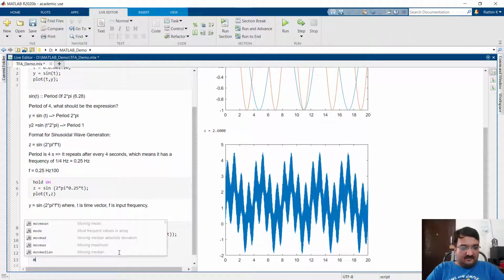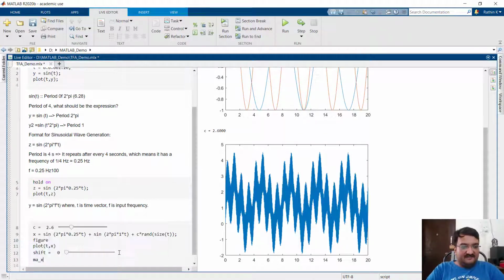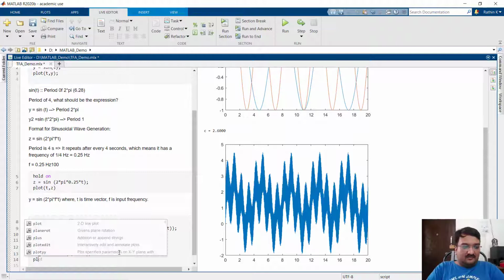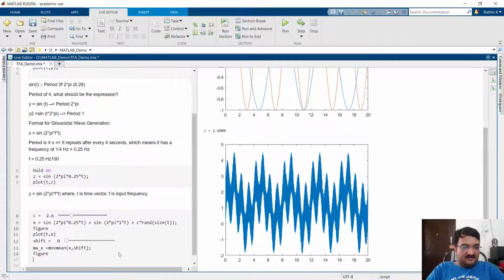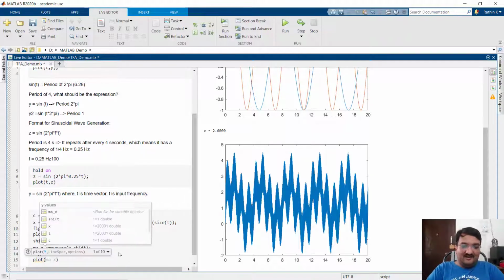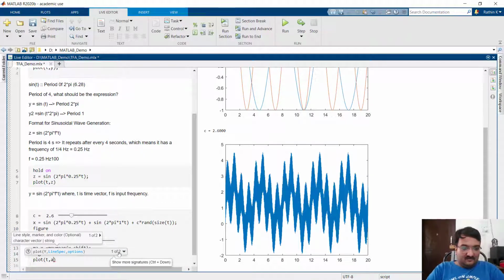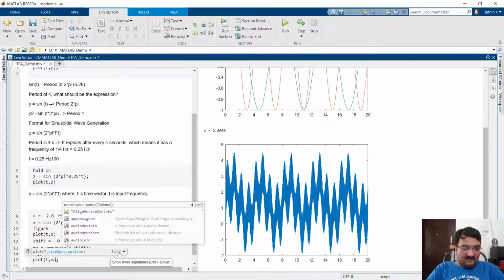Moving average version of x, let's define it. MA of x is equal to movmean, the same function we have used of x with shift. That is what we have defined. So now let's plot this on a separate graph as well. The agenda here is to show you how controllability can be achieved. Just a quick illustration.